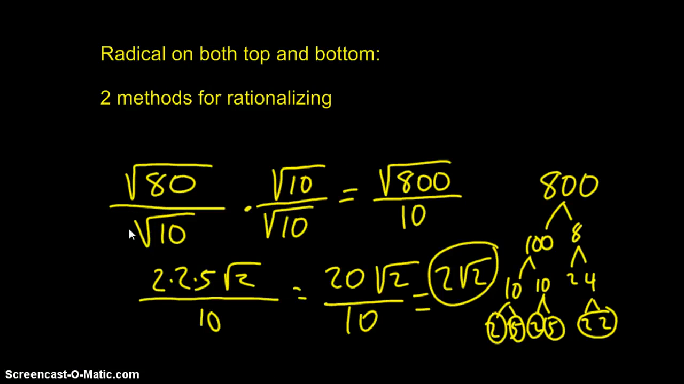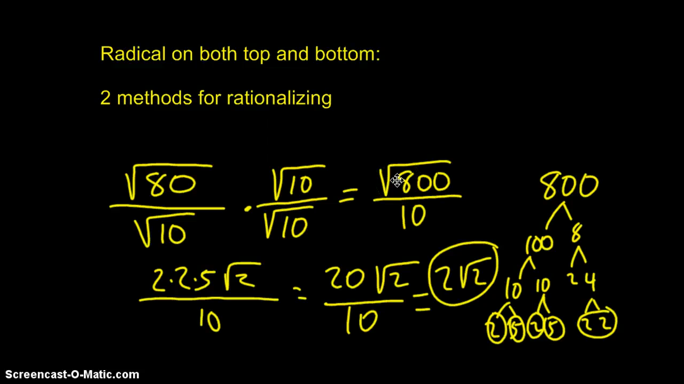To solve that, I followed the exact same steps I did in the previous problem. I want to get the radical out of the denominator. To eliminate the square root of 10 from the denominator, I multiply both the top and bottom by the square root of 10, because that makes square root of 10 times square root of 10, which is 10. It gives us a whole number value on the bottom. On top, radical 80 times radical 10 is radical 800.